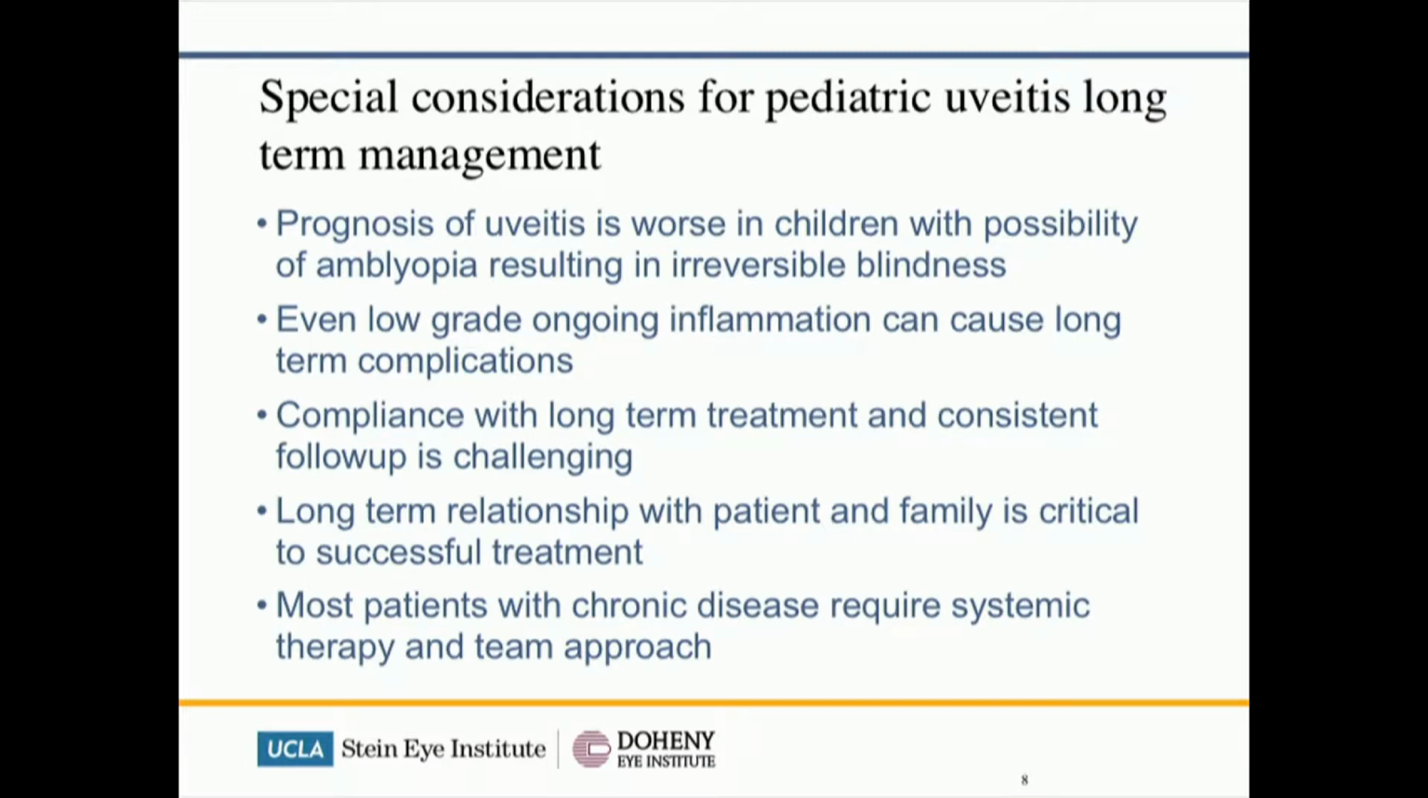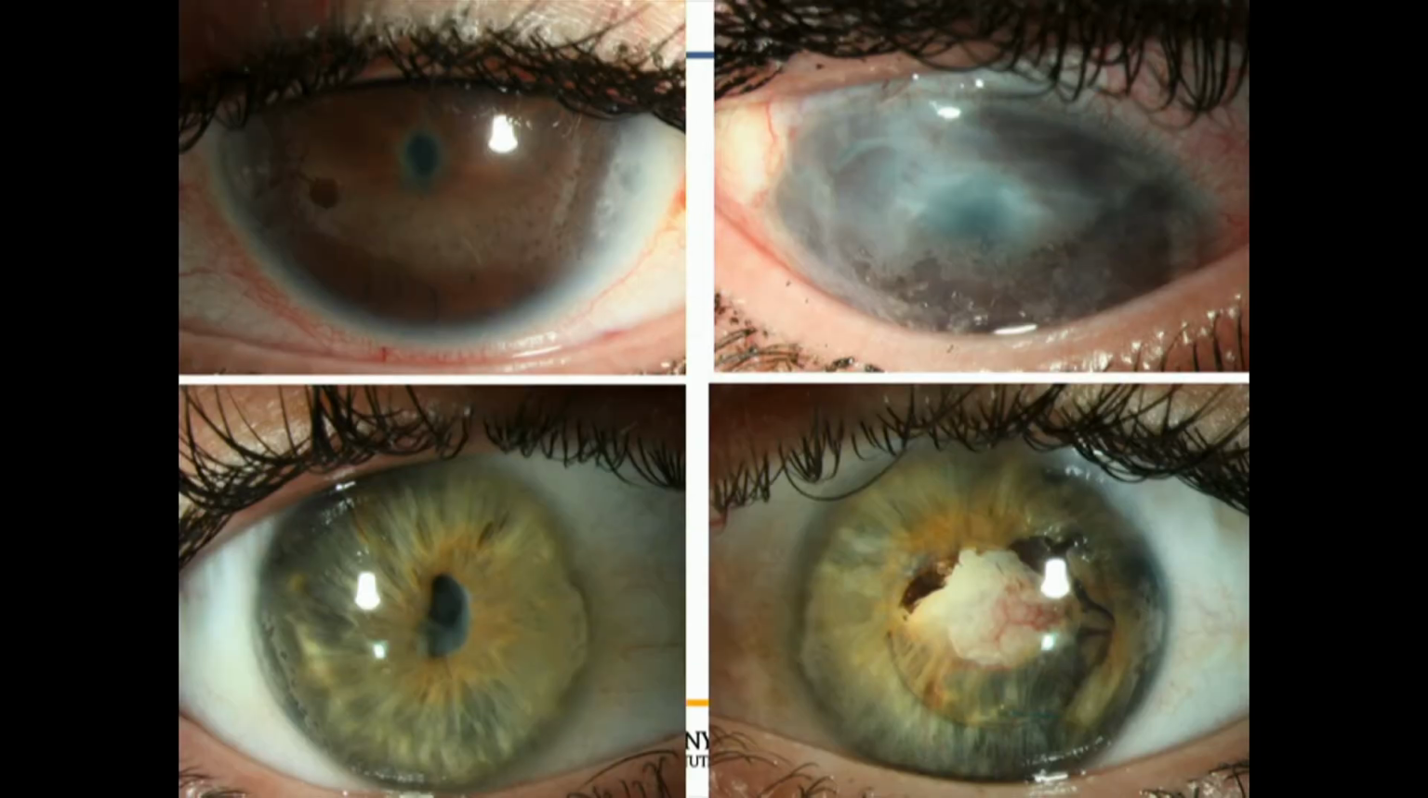And so compliance is a big problem, both compliance with medication and compliance with follow-up. It's very taxing on both the child and the family. So you want to be able to sustain a very good rapport with the family, with the child, and plan for that to be a long-term relationship. And most of these kids, especially with chronic disease that is not able to be controlled with steroids only, require systemic treatment, and most of those will need a team approach. So we'll talk about that too.